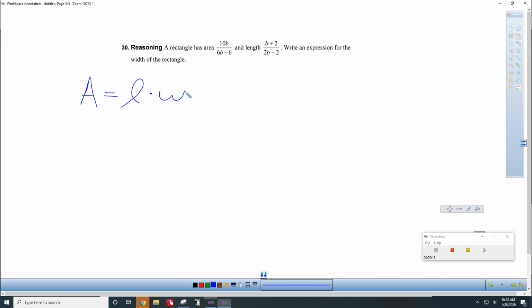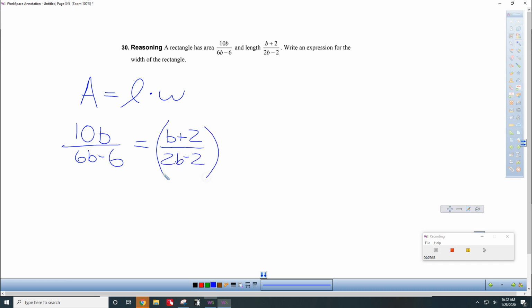Okay? So what do we have in here? Well, we have 10b over 6b minus 6 equals b plus 2 over 2b minus 2 times w. We want to solve this thing for w. Okay? So what do we need to do to get w by itself, Kendall?